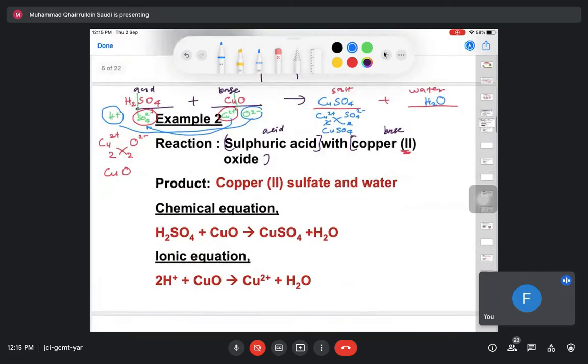Okay, that is how you got the chemical equation. Boleh faham? Okay, that is how to write the chemical formula. How about how to write the product? Okay, kita ambil lah dia punya nama, sulfuric acid dengan copper oxide. So dia punya product is copper 2 sulfate, while the other one is water.